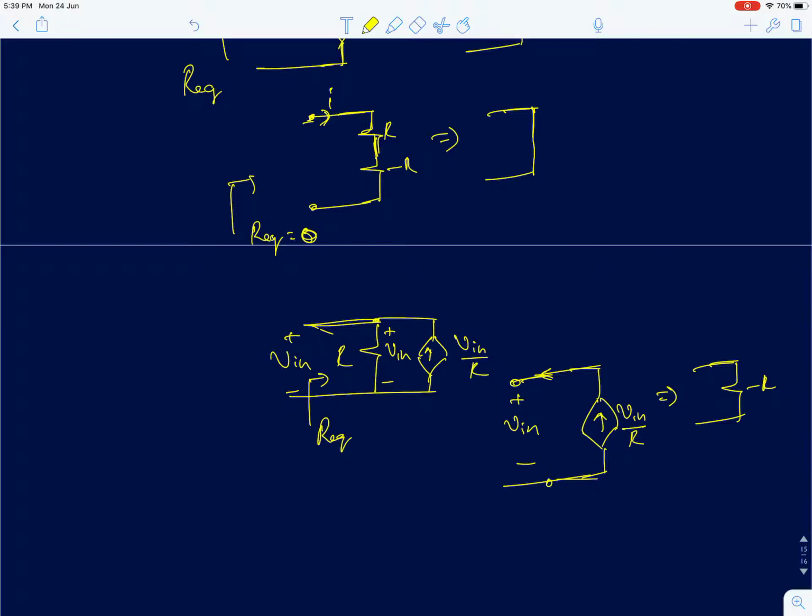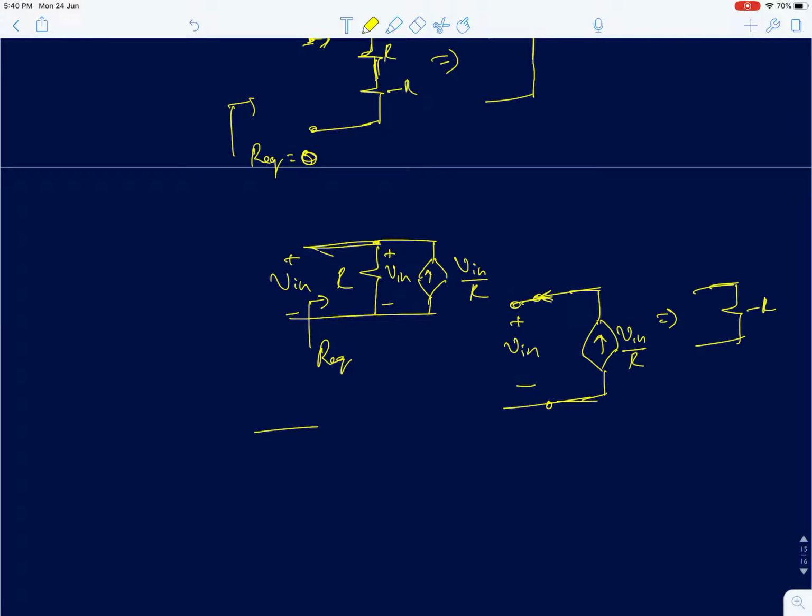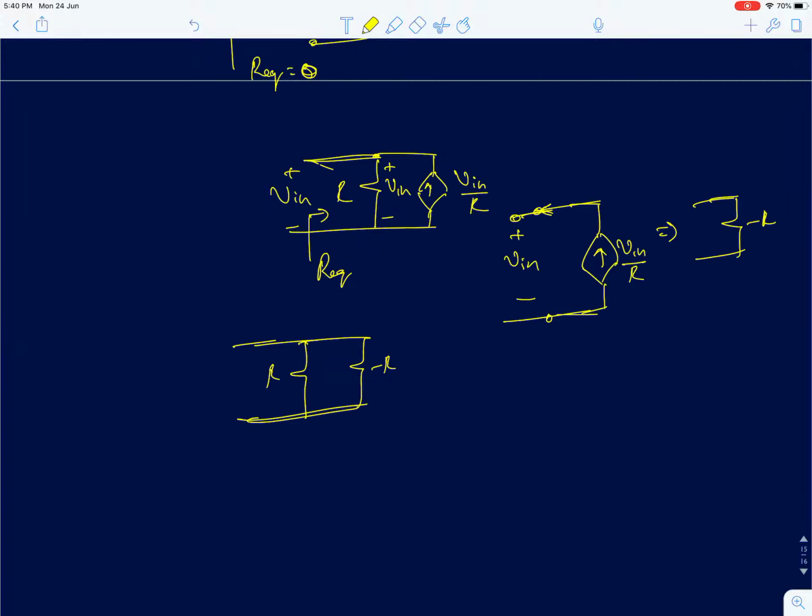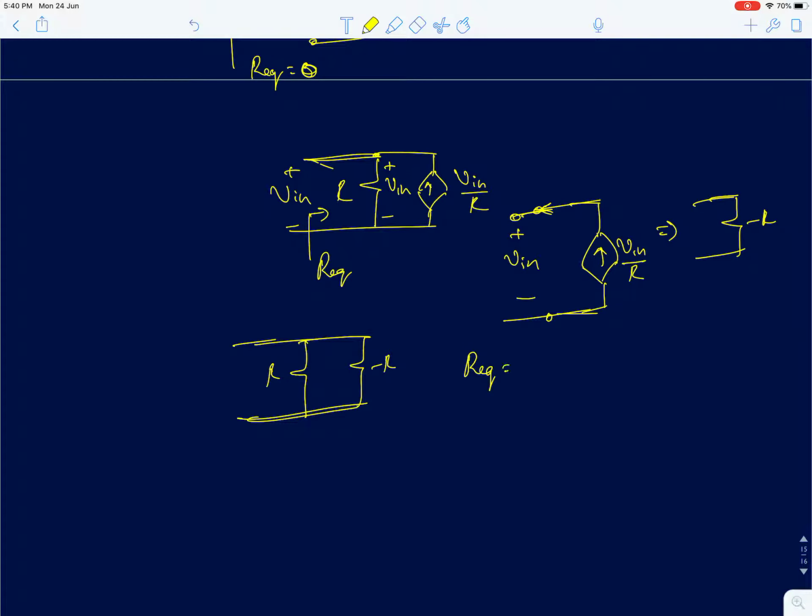Then if I put R and minus R in parallel, you would get an infinite resistance. The equivalent resistance would be infinity, because it is R into minus R divided by R minus R, which is infinity.